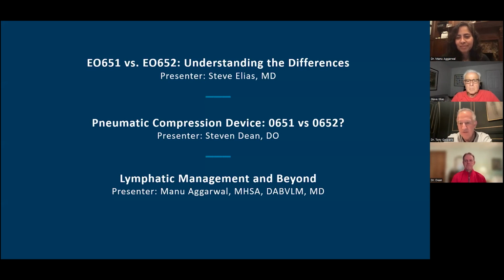And we're going to try to explain some of the nuances of pneumatic pumps that most physicians treating patients with lymphedema don't really know the details of. We'll start off with Steve talking about the difference between a 651 and a 652, or a simple and advanced pump. Then Steve Dean is going to go through some clinical cases on decision making on which patient needs what type of pump. And Manu is going to finish off with management and beyond with, again, some clinical cases.